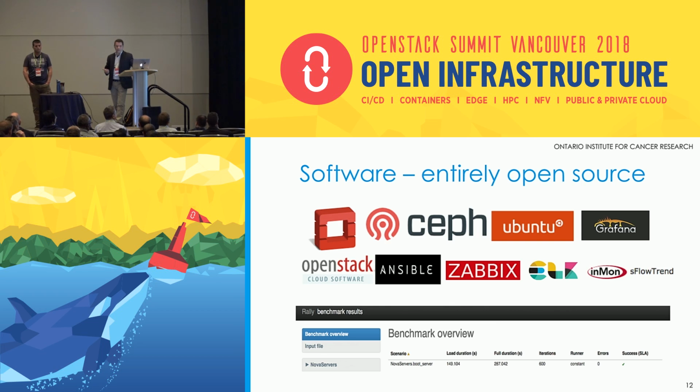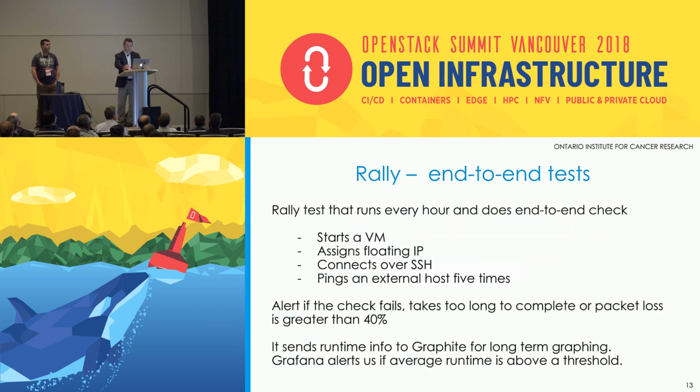We use Rally intensively for automating testing of the environment. What we do with Rally is very interesting because Rally allows us to do every hour end-to-end tests. So we have a cron job that calls a Rally test that starts an instance, assigns a floating IP, SSHs into the floating IP, then it pings a host on the internet, like Google, 5 times. It captures the result and then exits. And then if the check fails, or it takes too long, longer than the threshold we set, or if the packet loss from the 5 pings is higher than a threshold, we get an alert.